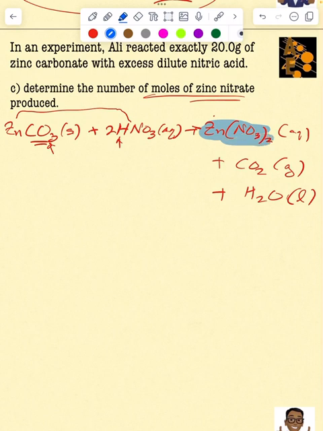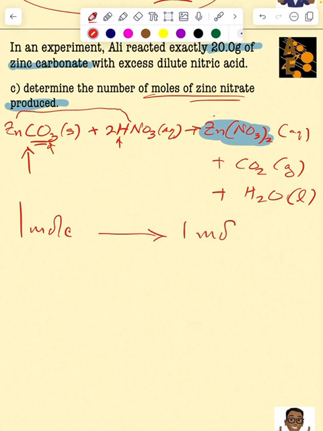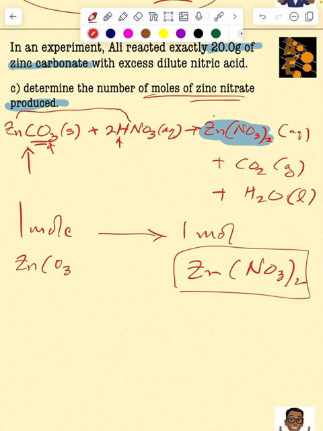All right, so remember I told you the fact that there are no numbers in front, it means it's 1. 1 mole of zinc carbonate will be producing 1 mole of what? Of zinc nitrate, correct? Zn(NO3)2, this is your zinc nitrate, your product, and your reactant is your zinc carbonate. So 1 mole each. 1 mole of zinc carbonate produces 1 mole of zinc nitrate.